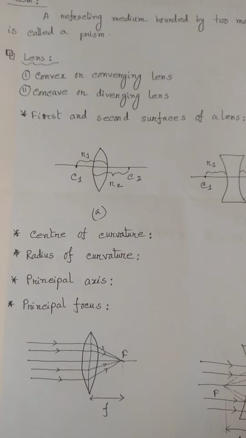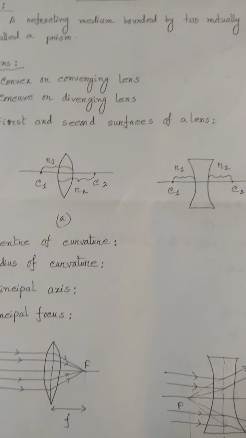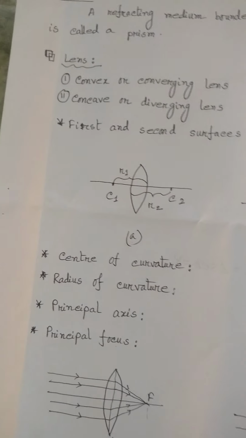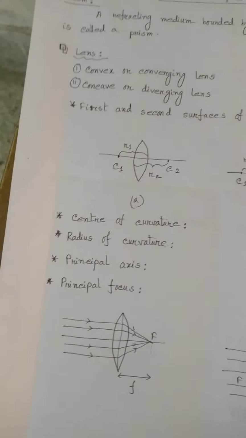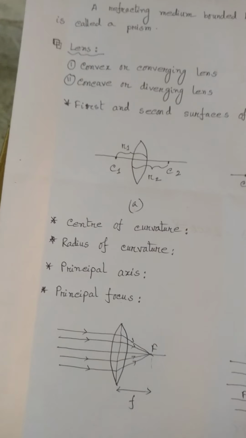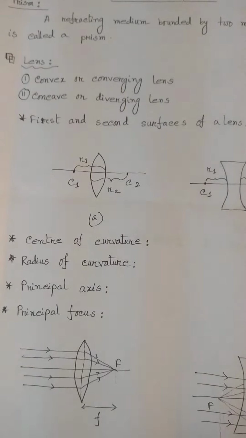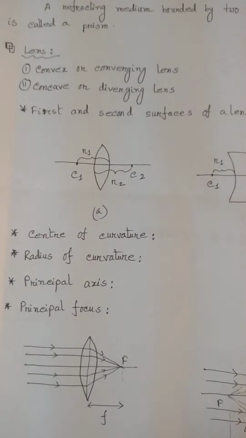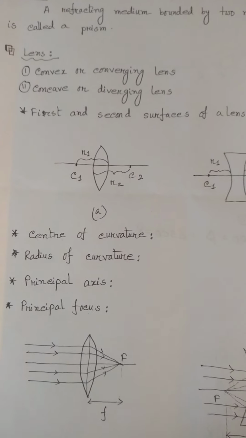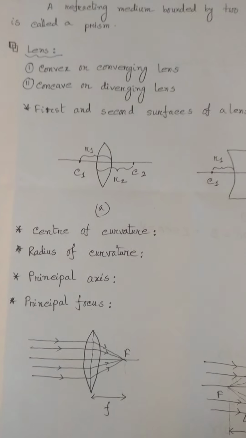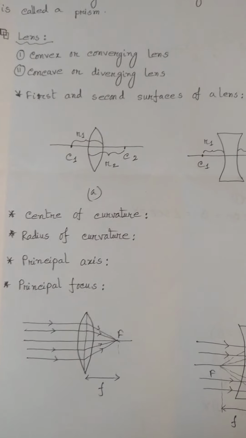That point is called the first principal focus, which is denoted by capital F in figure 1 and figure 2. Then we come to the second principal focus. Second principal focus is where a beam of light rays parallel to the principal axis, after refraction, meet at a point on the principal axis or appear to emerge from a point on the principal axis. That point is called the second principal focus, which is also denoted by F.